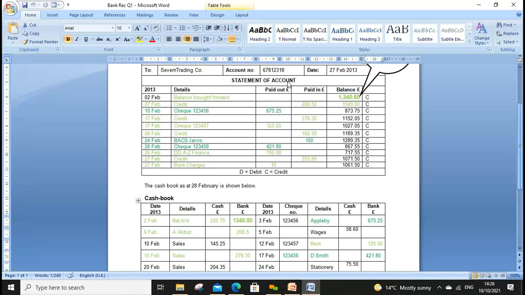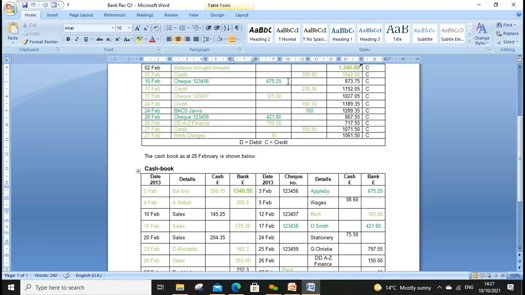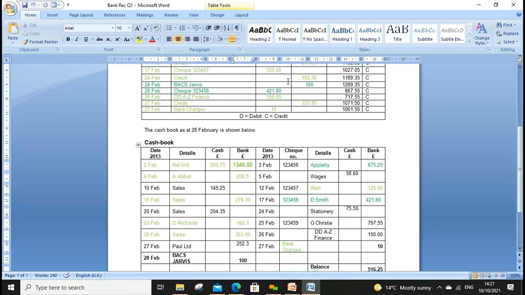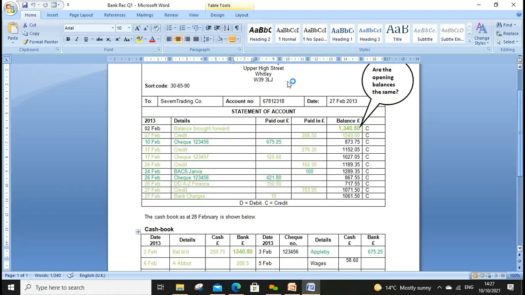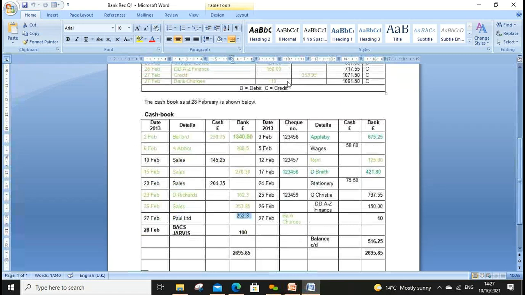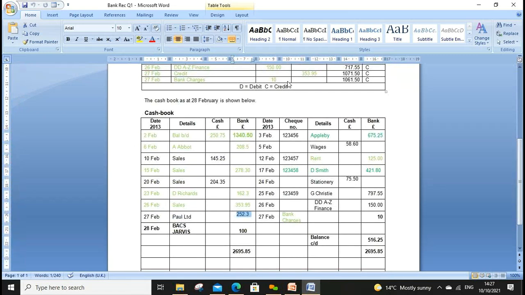So we know the things we have in the cash book. The cash book opening balance matches, 208 is a match, 278 is a match, 162 is a match, 353.95 is a match. But Paul's 252, yes, we have it in the cash book but we don't have it in the bank, so we need to add it in the bank to match it.